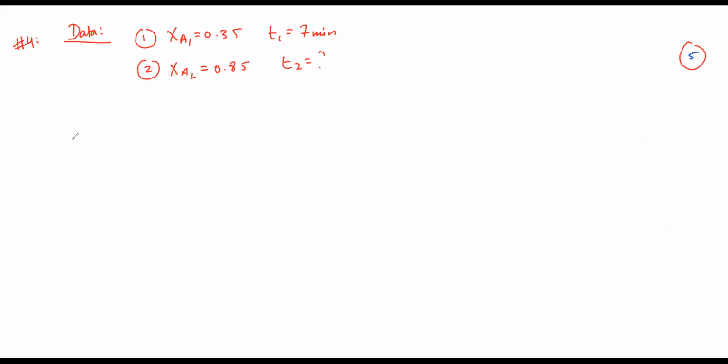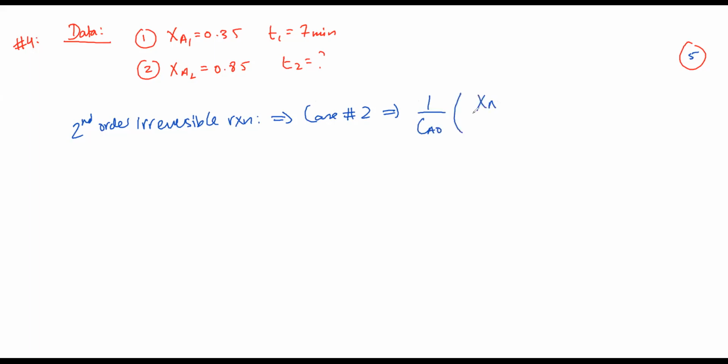Okay, so now I need to do the same thing for a second order reaction. So if you recall, second order, this is case number 2. And the performance equation for case number 2, where I have a second order irreversible reaction, is 1 over Ca naught multiplied by XA over 1 minus XA is equal to KT. And the same idea, I'm going to use the first set to get K, and then I'm going to use the second set to get T. Okay, so let's do it.